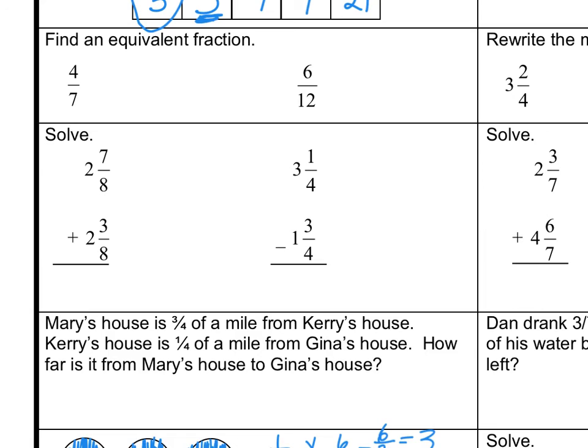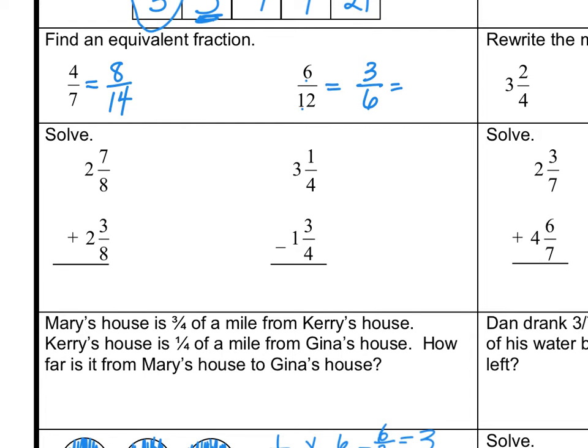Find an equivalent fraction. One way that we do that is we double both numbers. So double 4 is 8, double 7 is 14. Another way we do it is if we can halve both of the numbers. And there are more ways to find equivalent fractions, but these are the first 2 ways we're learning. Half of 6 is 3, and half of 12 is 6. And even this will continue on.